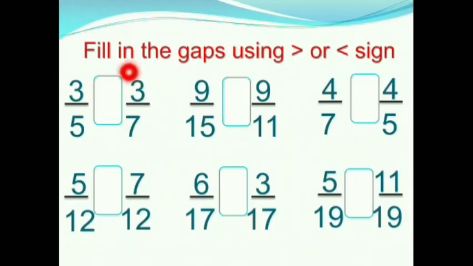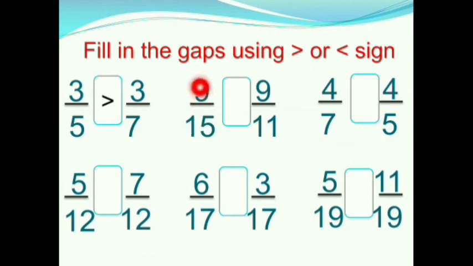Children, here we have 3 by 5 and 3 by 7. If the numerators are same, then greater the denominator, smaller the value of fractional number. Here the denominators are 5 and 7. 5 is smaller than 7. Therefore 3 by 5 is greater than 3 by 7.